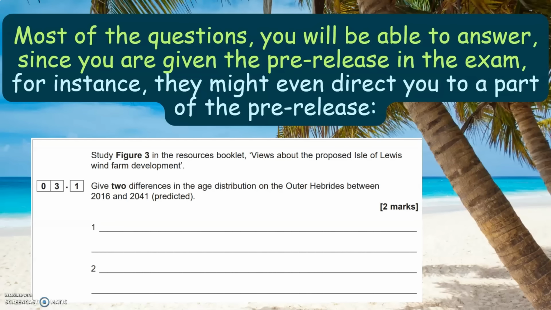So this was one from previous years. You can see it says, study Figure 3 in the resource booklet. So it directs you to a part of the pre-release, and then it asks you to literally copy and paste information, maybe do a bit of inferring as well. Other questions might not necessarily direct you to a part of a source in the pre-release, but you're more than welcome to use all your information about that. It's very vague for AQA Paper 3 what you're required to do, but most people tend to do okay, so I think it's quite straightforward.